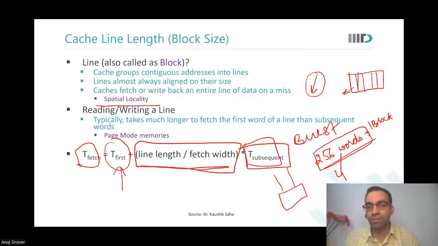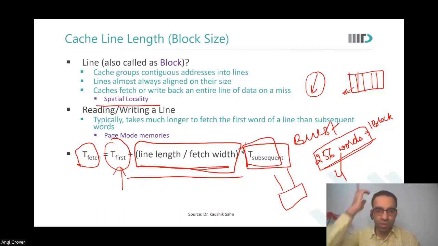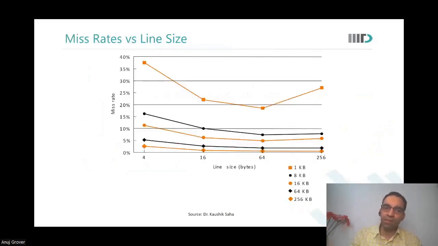T miss or T fetch has increased a bit, in fact, because now you need to bring in more words. Yes, sir. So T miss increased. P hit has improved, P miss has reduced, but T miss has increased. So how does this play out in terms of total delay?